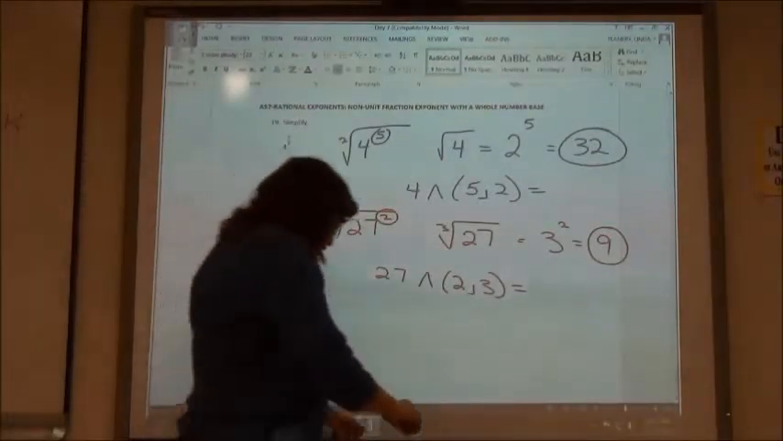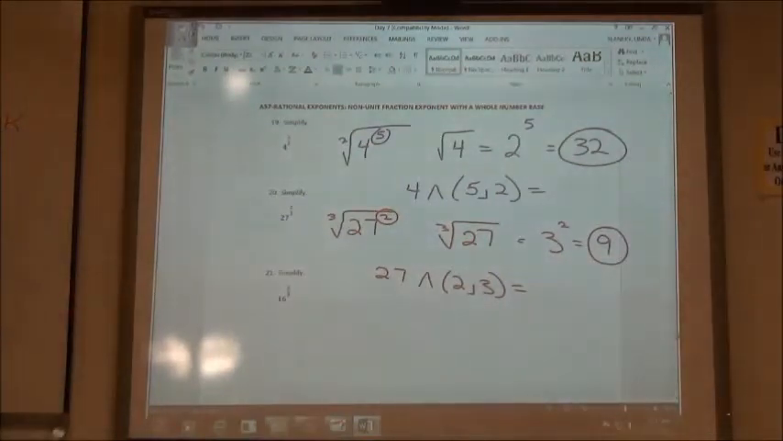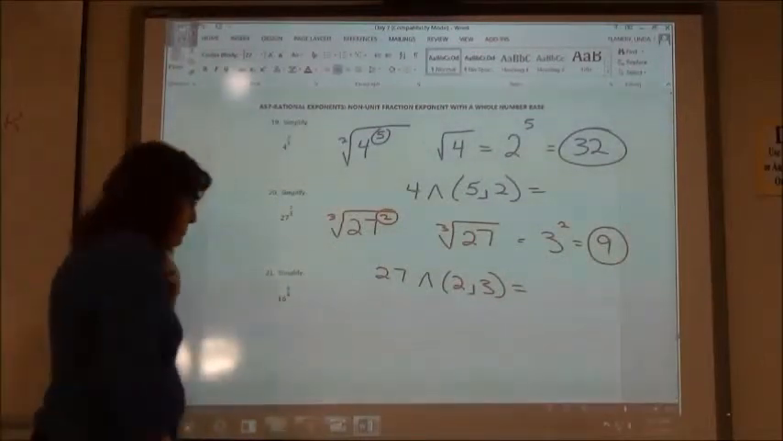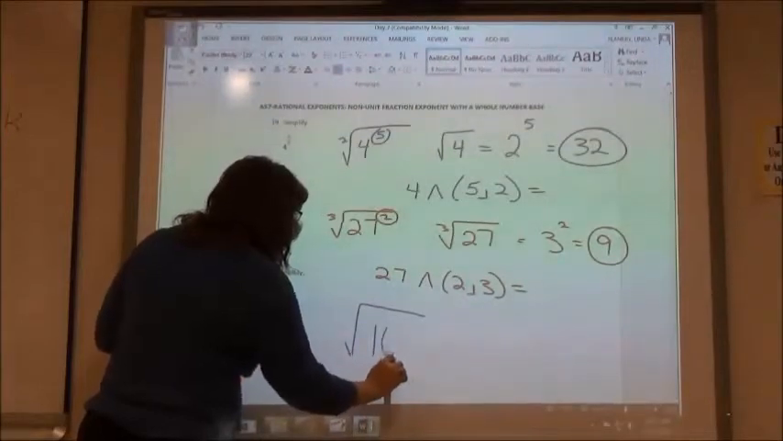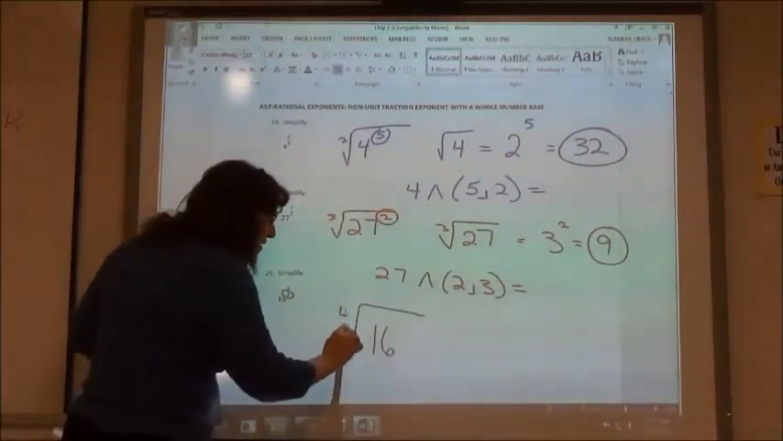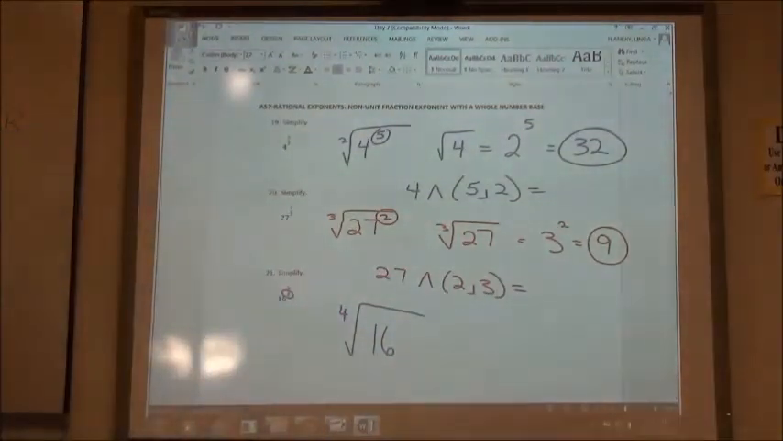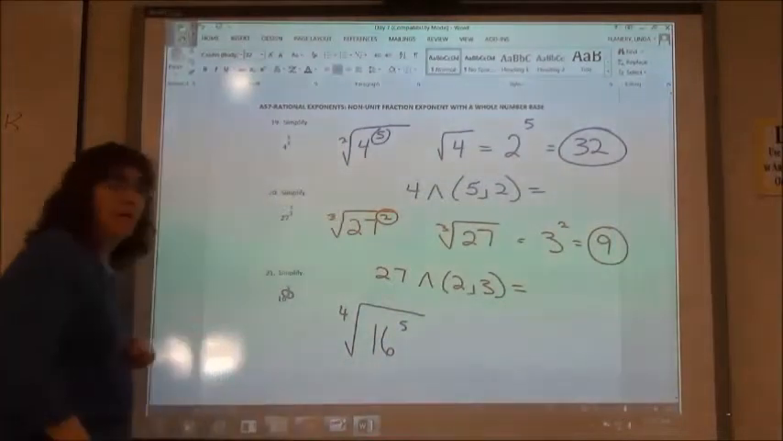So the last one, since we're running out of time, we are going to rewrite that first of all as a radical expression. So I'm going to have... not square root of 16, but what number's down there? Oh, 4. 4th. That's how you read that. 4th root of 16, raised to the 5th power.